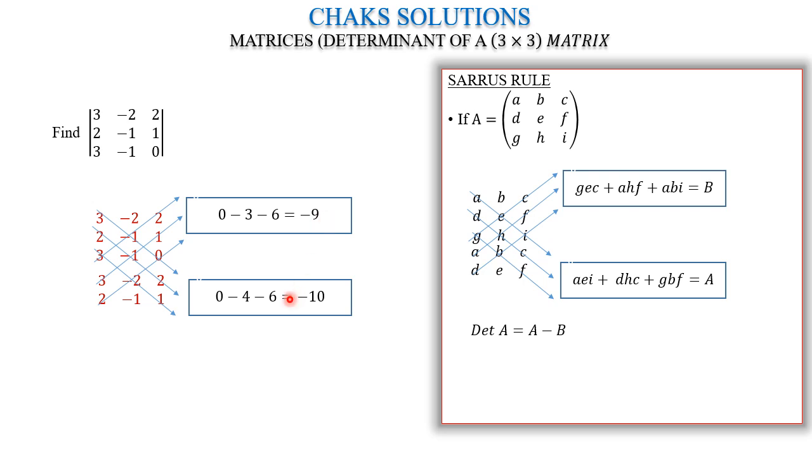So now the determinant is given by this value where we take the sum of the products of the diagonals from the top left corner minus the diagonals from the bottom left corner. So it's minus 10 minus 9. So that's our determinant. The determinant of A is equal to minus 10 minus 9, which is equal to minus 1.